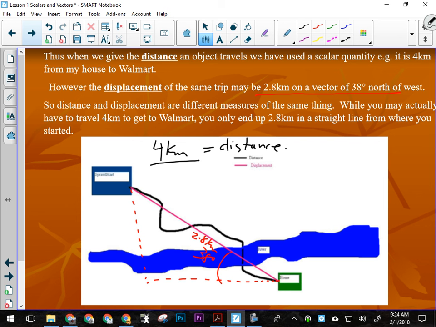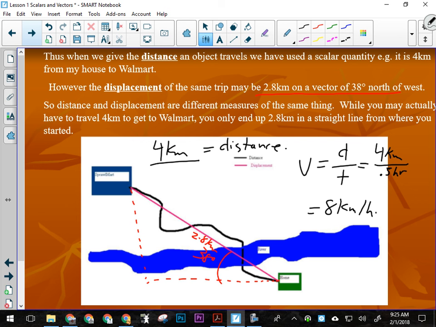Since I didn't ask how fast and in what direction, I just asked how fast, I'm looking for speed. Speed is distance divided by time. And we know that the distance was 4 kilometers and the time was a half an hour. 4 divided by 0.5 is 8. Kind of makes sense, right? If I'd have kept walking, I'd have walked 8 kilometers in an hour. Everyone okay with that idea?